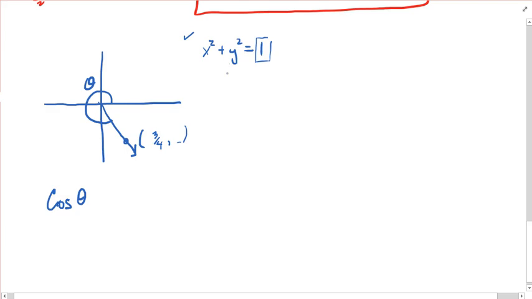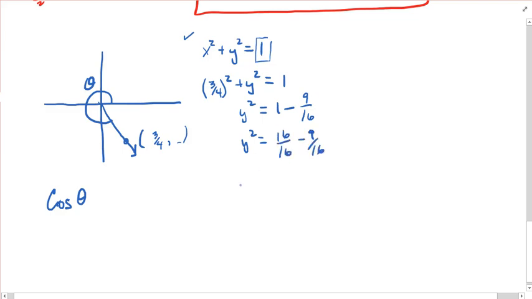All right, so let's say we put 3/4 in here, and we're going to solve for y now. So we have y squared equals 1 minus, this is going to be 9 over 16 when we square that, and subtract it. Y squared is going to be 16 over 16 minus 9 over 16. So y squared is going to be 7 over 16, right? And so y is going to be root 7 over 16.